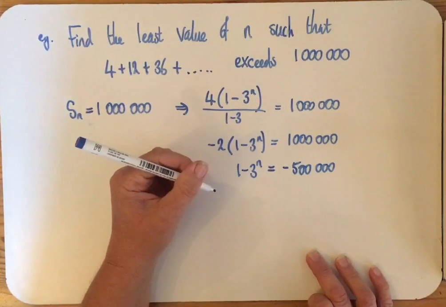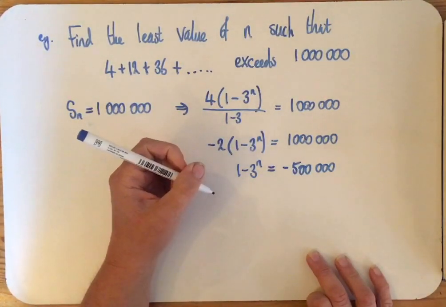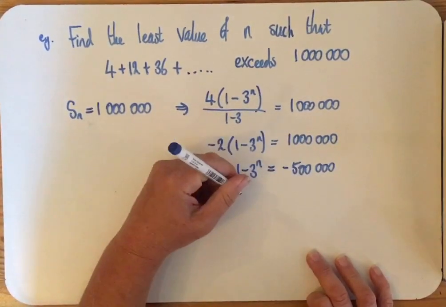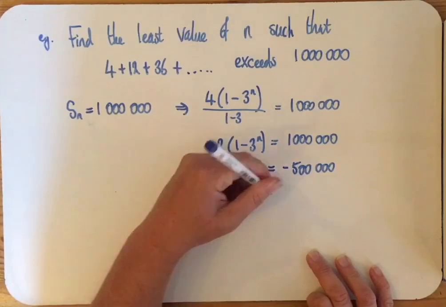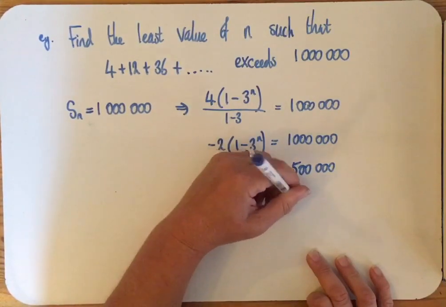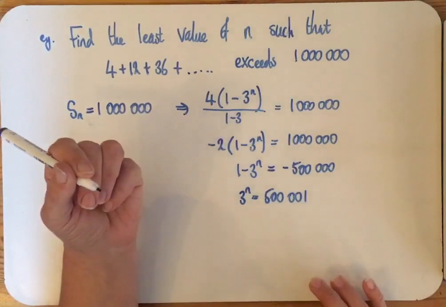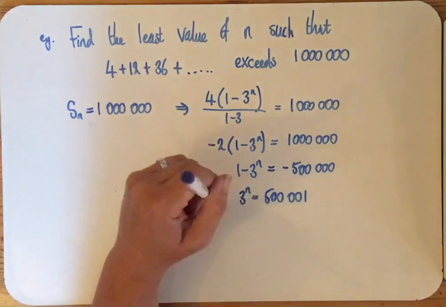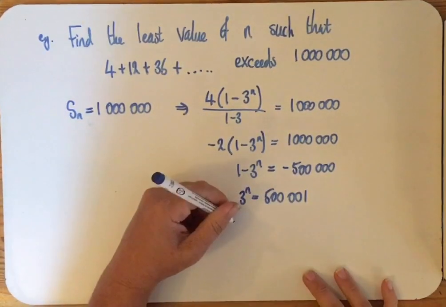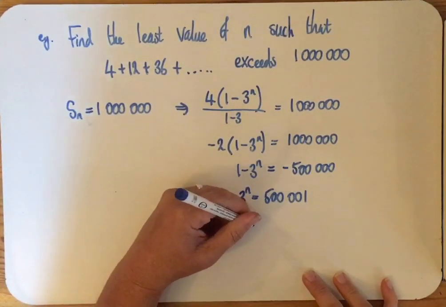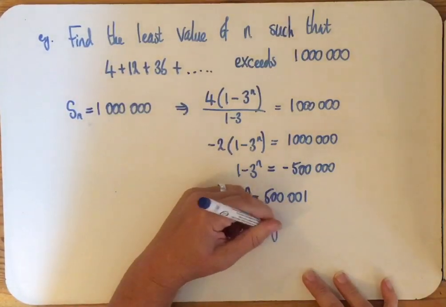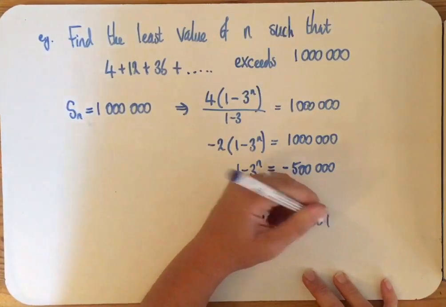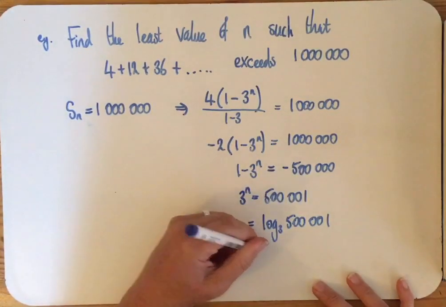And so if I now add to this side, then 3 to the n is equal to 500,001. And then I need to bring down that power. So hang on a sec. You can either take logs of both sides or rewrite this as a logarithm, which is a little bit quicker. So n is equal to log to the base 3 of 500,001, which gives you 11.9.